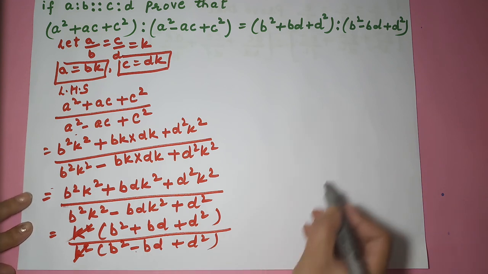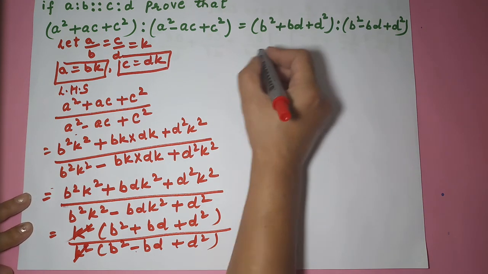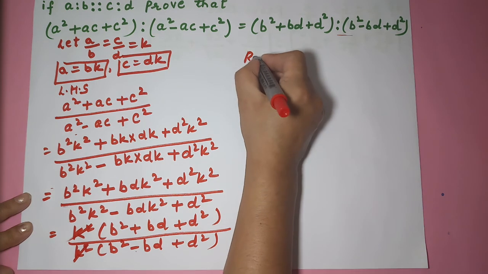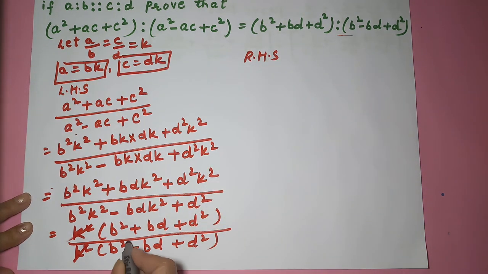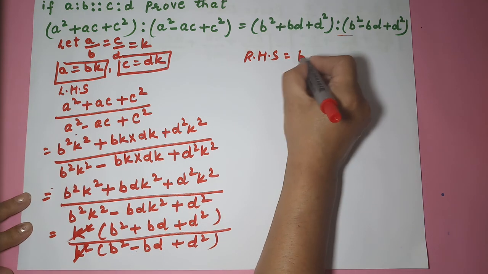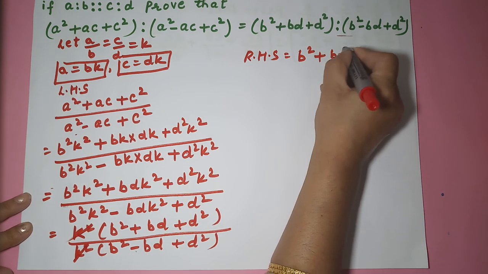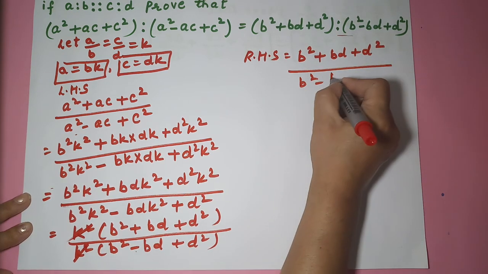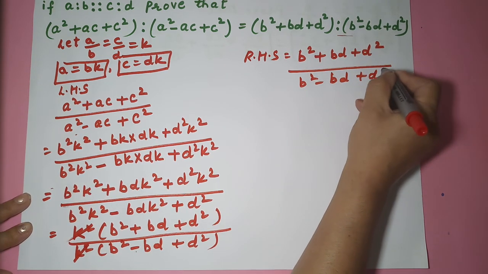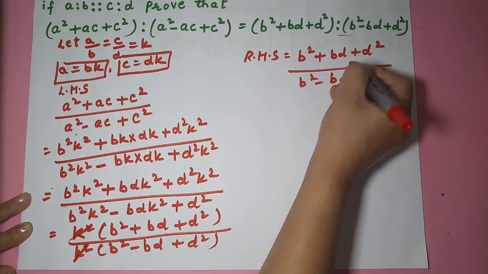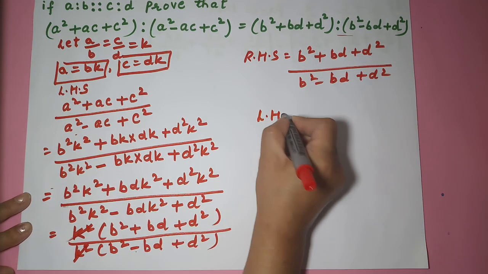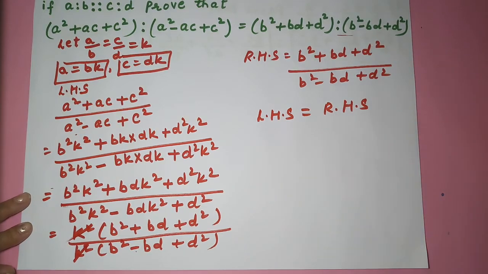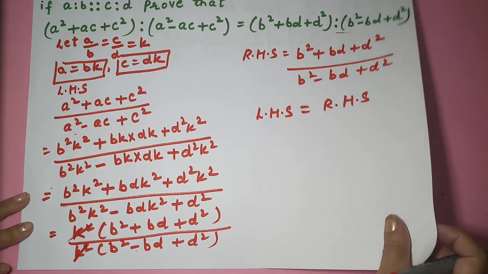So let me go and check the right hand side. Oh, look at this. Your right hand side is already this, right? What is your right hand side? B square plus BD plus D square divided by B square minus BD plus D square. So these two are same. You have proved that your left hand side is equal to right hand side. Right? Okay.